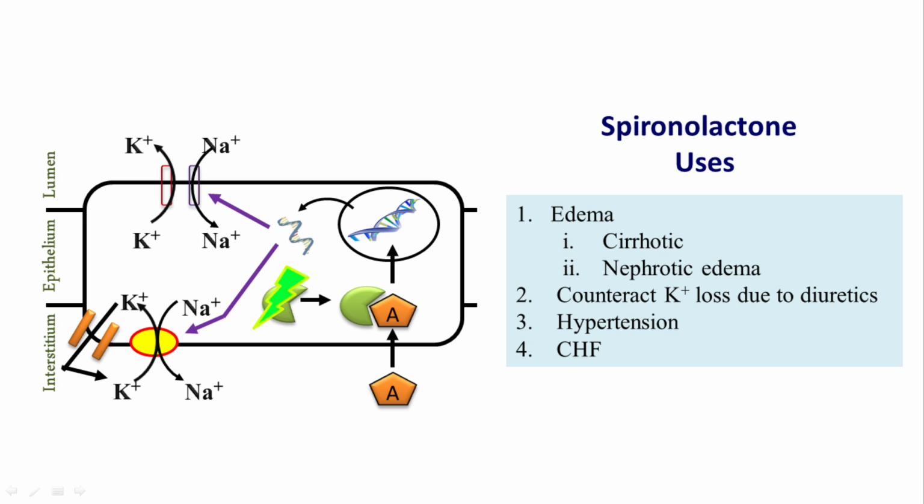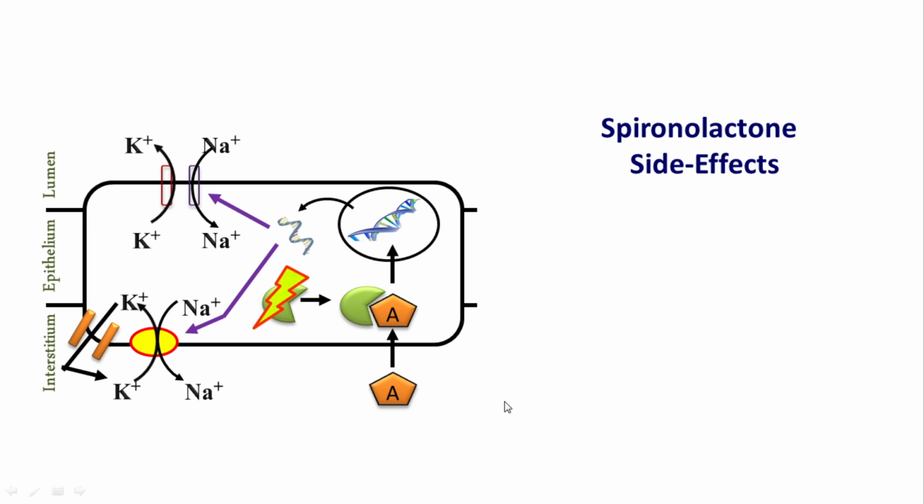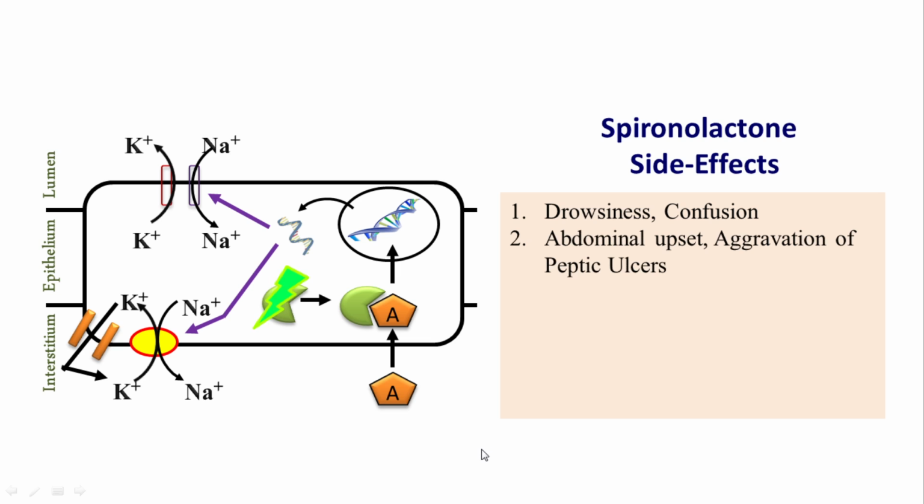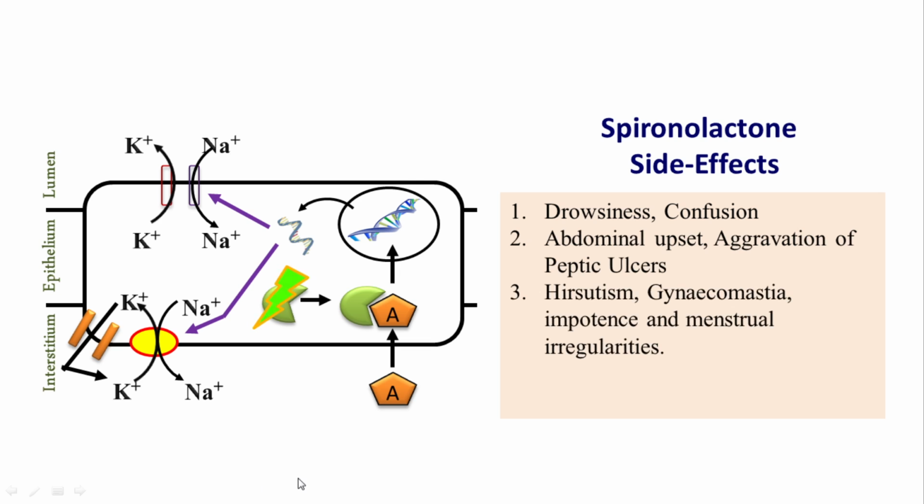So, any side effects of this particular medication? Yes, spironolactone can cause drowsiness and confusion. People who take spironolactone are known to have abdominal upset, aggravation of peptic ulcers, and because it's a mineralocorticoid antagonist, it's a steroid antagonist, right? Sometimes other steroid receptors are also blocked. For example, testosterone receptor or estrogen receptor. In females, it will manifest as hirsutism and menstrual irregularities. In males, it will present as gynecomastia and impotence.